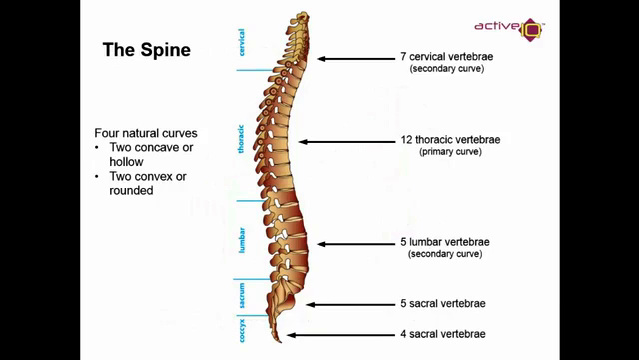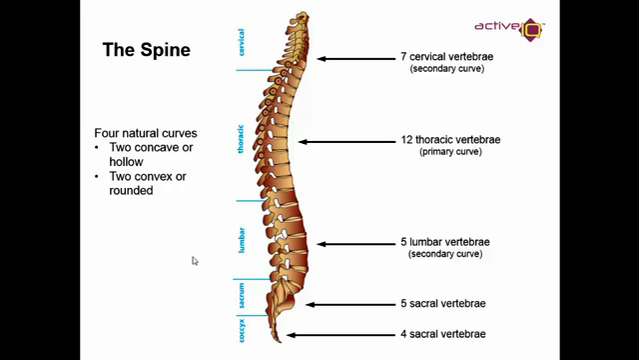Let's look at that in a bit more detail. So, we have the concave or hollow curves, and then we have the convex or rounded curves. So there's two rounded curves, and there's two concave curves. So you can see where the spine curves in, that's concave, and where it curves out, that's convex. Alright, so just be aware, 4 curves in total, and where they take place.